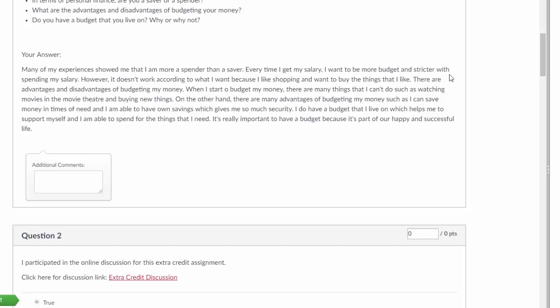On the other hand, there are many advantages of budgeting my money, such as I can save money in times of need, and I'm able to have own savings, which gives me so much more security. I do have a budget that I live on, which helps me to support myself, and I'm able to spend for the things I need. It's really important to have a budget because it's part of our happy and successful life.